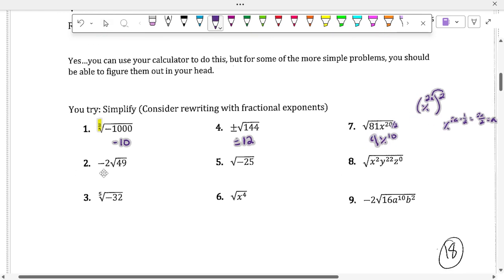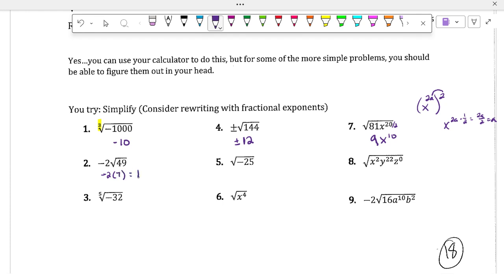Square root of 49 is 7, so I have negative 2 times 7, which is just negative 14. Now, we know that the square root of a negative number is going to give us an imaginary number. So remember, that's when you have to take your i out. So we have i square root 25, which is just 5i.